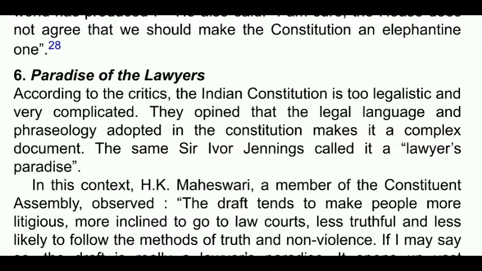Sixth, paradise of the lawyers. According to the critics, the Indian constitution is too legalistic and very complicated. They opined that the legal language and the phraseology adopted in the constitution makes it a complex document. The same Sir Ivor Jennings called it a lawyer's paradise.